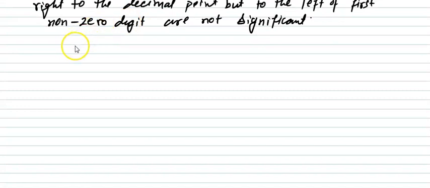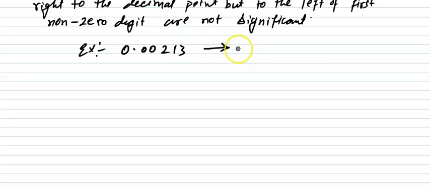For an example, the number must be less than 1, so this is 0.00213. How many significant digits over here? 3. Look, the number is less than 1, and after the decimal point, write the number until the first non-zero digit starts. So these zeros are not significant because they are to the left of the first non-zero digit and right of the decimal. So there are three significant digits.